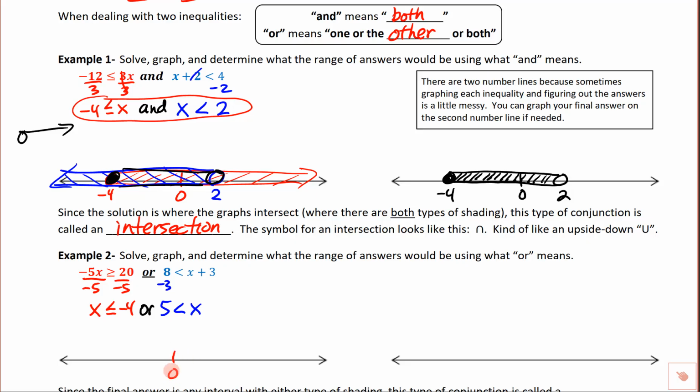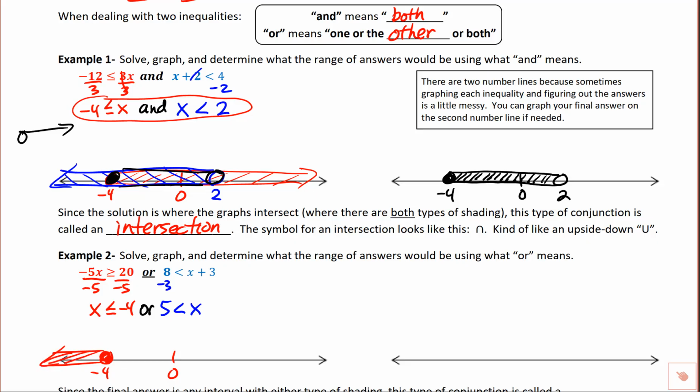So I'm going to put 0 about right here. -4 we'll put about right there. I'm going to circle it. It can be equal to that, so I'm going to go ahead and fill it in. And then the answers for this one are less than or equal to -4. So I'm going to shade this direction right here. So we'll go ahead and do that.